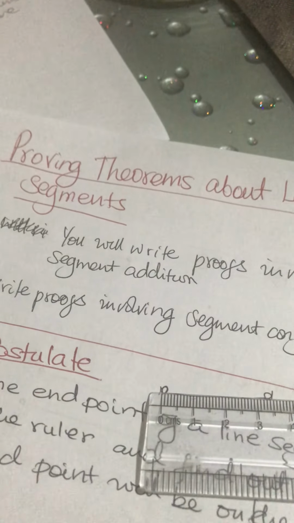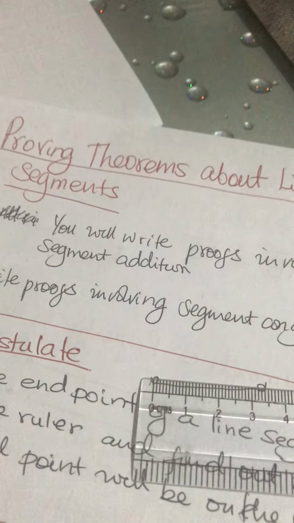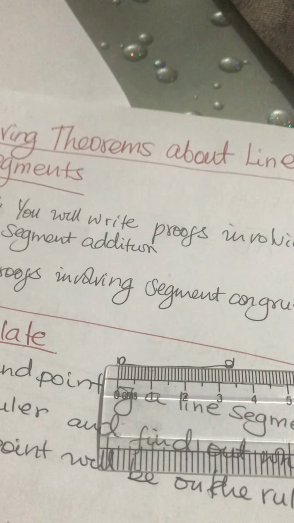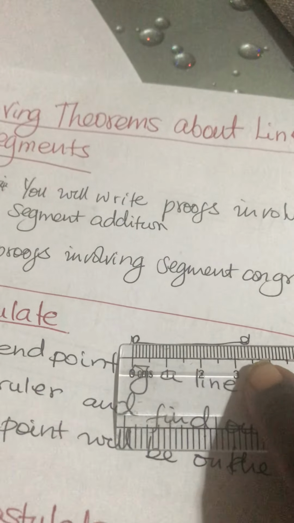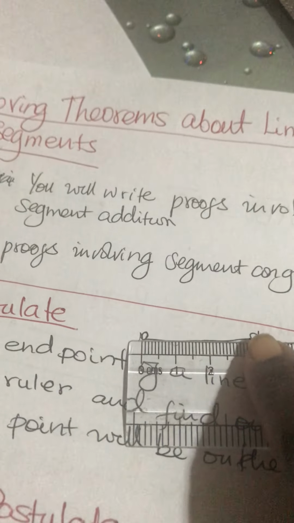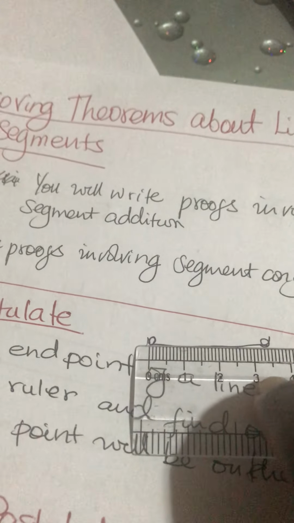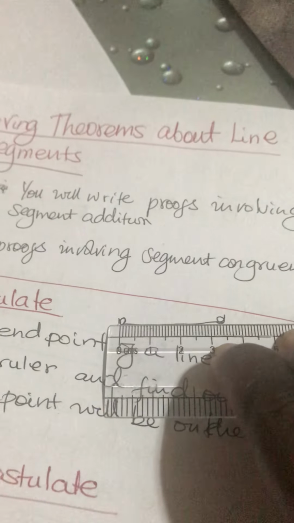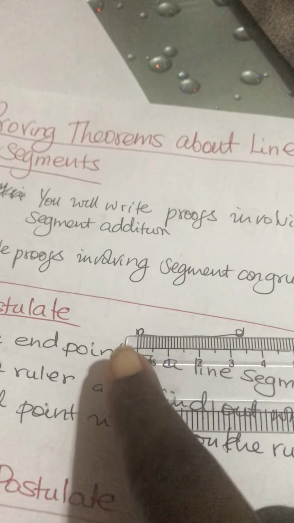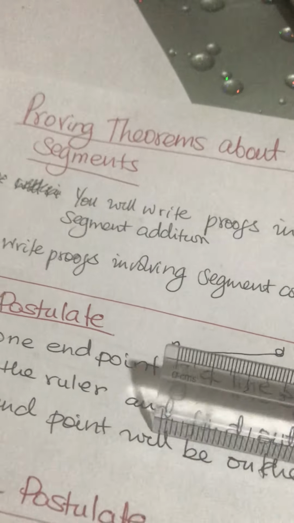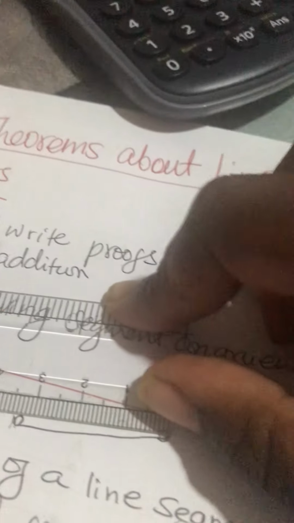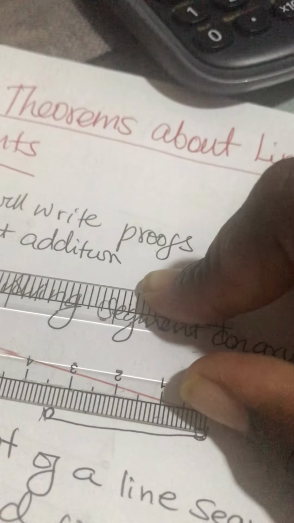You put one endpoint on 0 so that you find out where the other is, and you make sure your ruler is flat. So one end will be on 0. It doesn't matter which end, so that you find out where the other point ends at on the ruler. So I might say mine is 3.5 centimeters. So you can use the 0 from the left, which is always good, or you can put your ruler upside down and put 0 on one end and you measure. You will still get the same measurement.